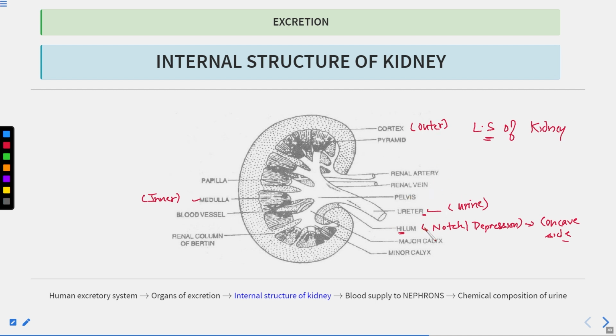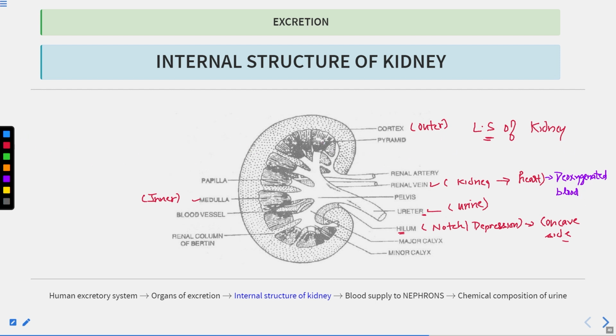Now what else comes out of the hilum? The renal vein. Here you can see this is the renal vein, and it carries the deoxygenated blood. The renal vein arises from the kidney and goes to the heart, and it carries deoxygenated blood.